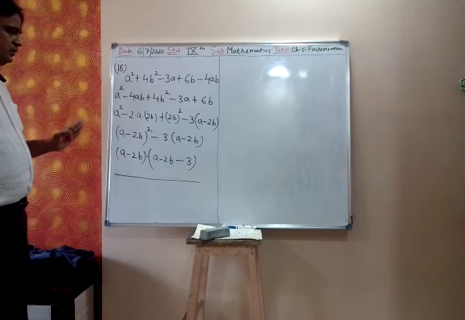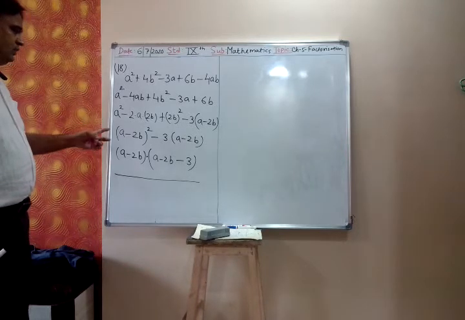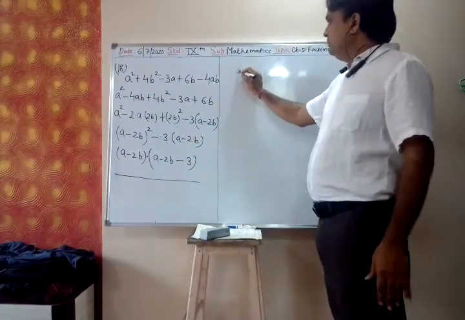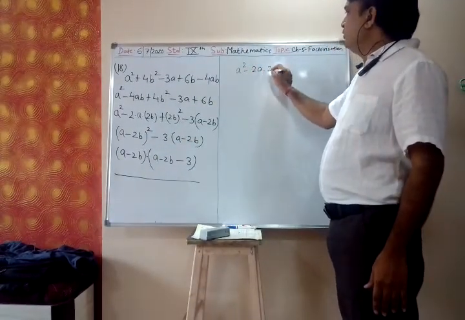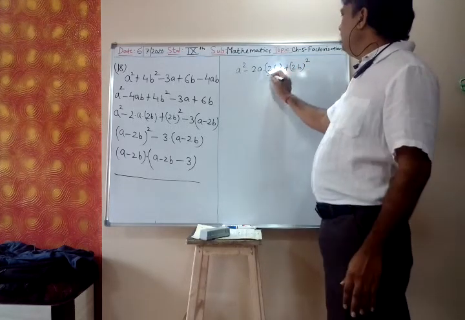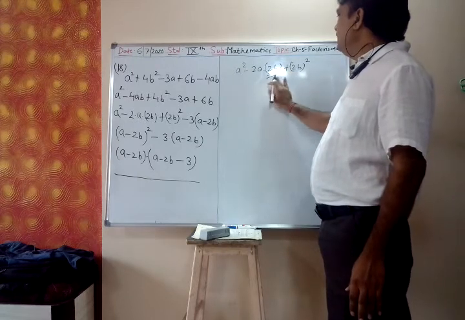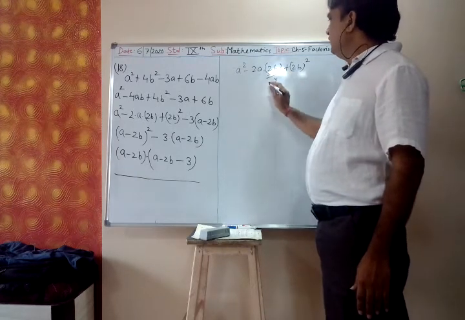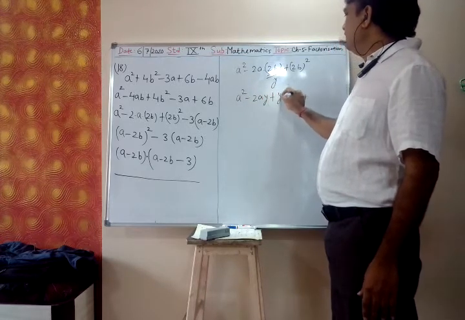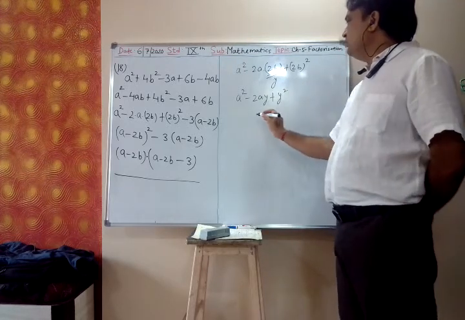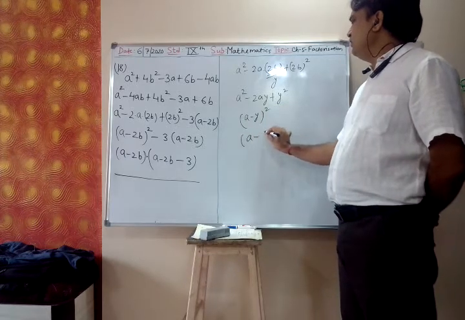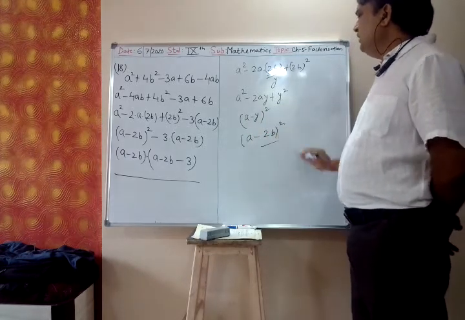Are you getting? No, no, that is what I am telling. No, see, let me explain. a square minus 2a into 2b plus 2b whole square. Okay, this I have. Let me take 2b as y. So this becomes a square minus 2ay plus y square. What is a square minus 2ay plus y square? a minus y whole square. Let us put the value of y. y is 2b. Are you getting?